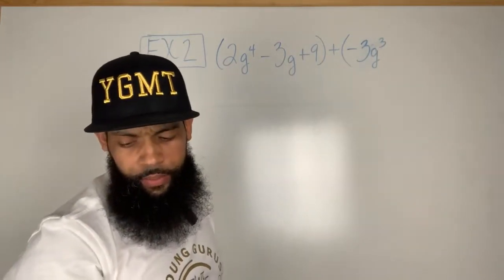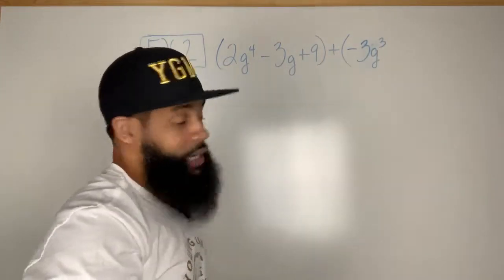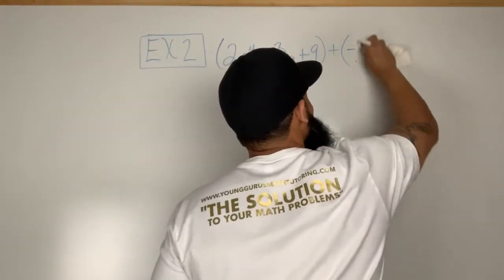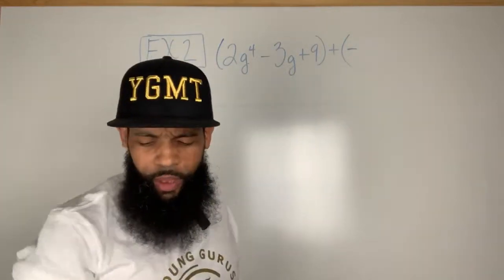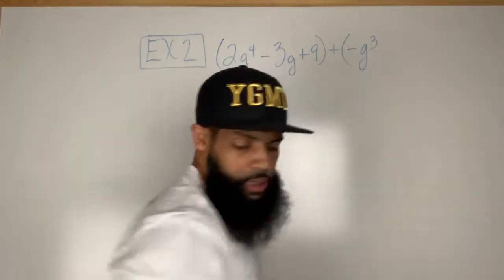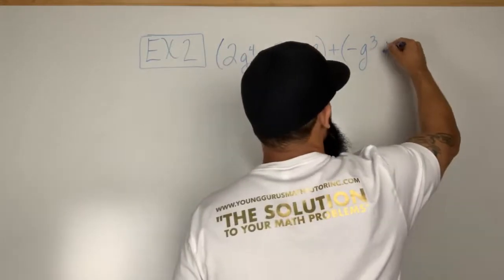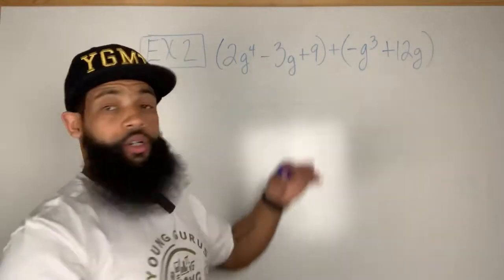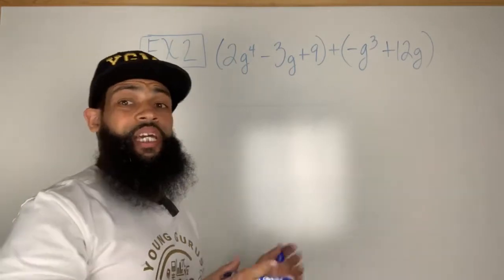Actually, I did write it right the first time. Negative g to the third power. I must have said it wrong. Negative g to the third power. And then plus 12g. That's all right.